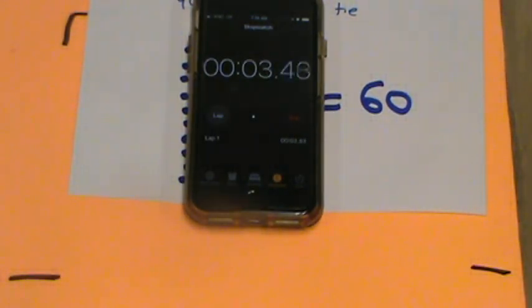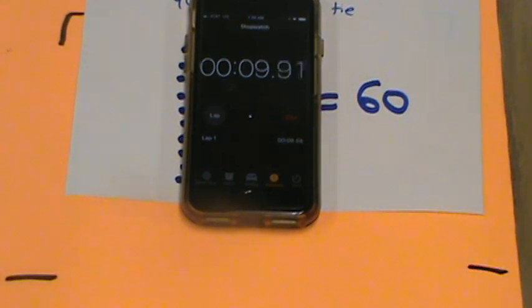You can see the seconds. Hopefully we can. Yeah. Boy, 1 minute is a lot longer than it seems.